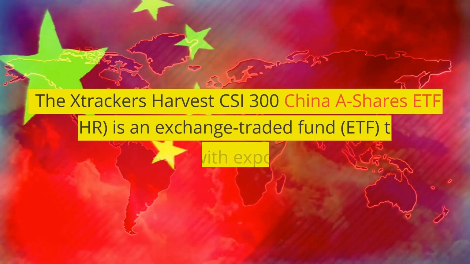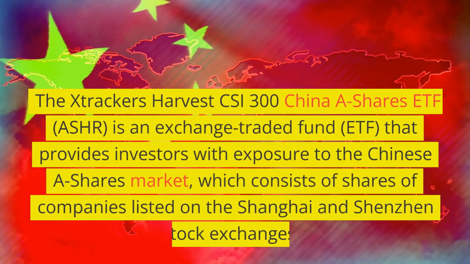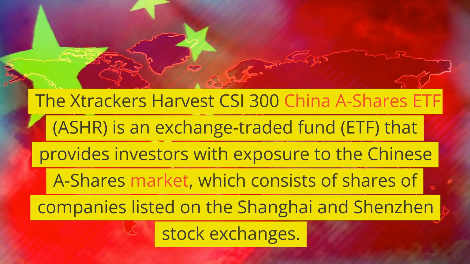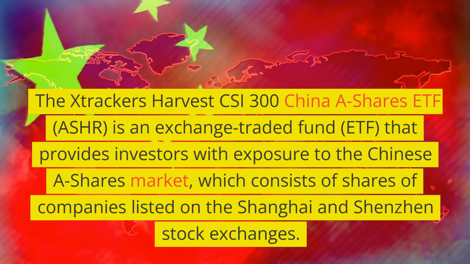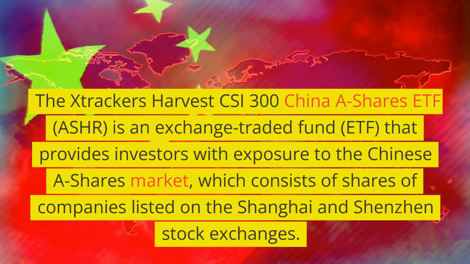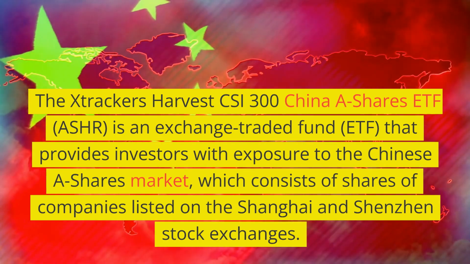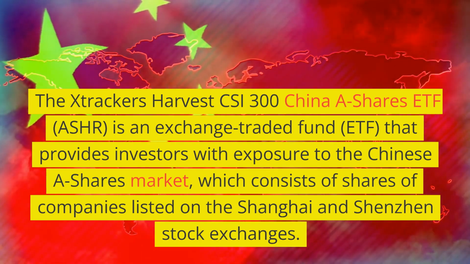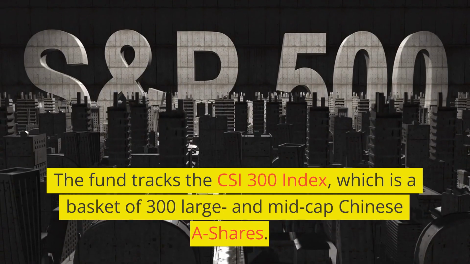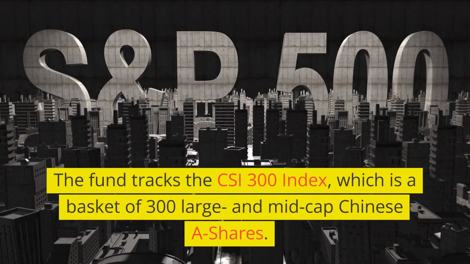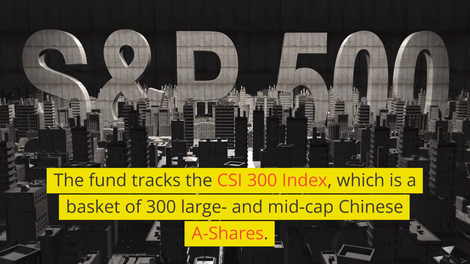The Xtrackers Harvest CSI 300 China A-Shares ETF, ASHR, is an exchange-traded fund, ETF, that provides investors with exposure to the Chinese A-Shares market, which consists of shares of companies listed on the Shanghai and Shenzhen stock exchanges. The fund tracks the CSI 300 index, which is a basket of 300 large and mid-cap Chinese A-shares.